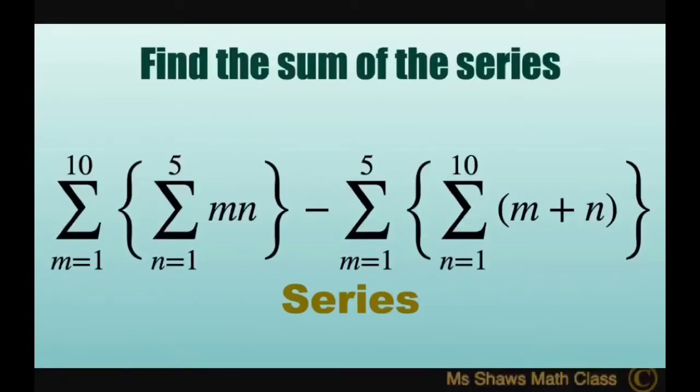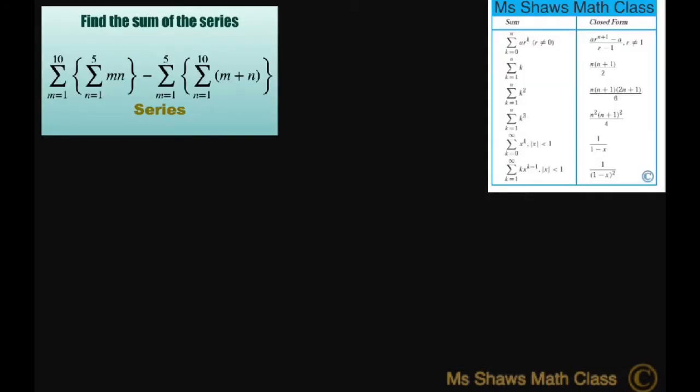Everyone, we're going to find the sum of the series given here. So we have a lot of summation signs, and what we can do is rewrite this. Let's rewrite it so we can use this formula here. That formula is going to be n times n plus 1 divided by 2.